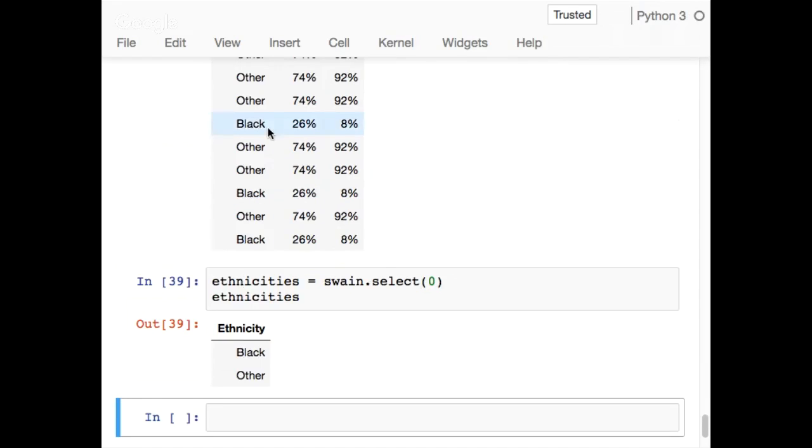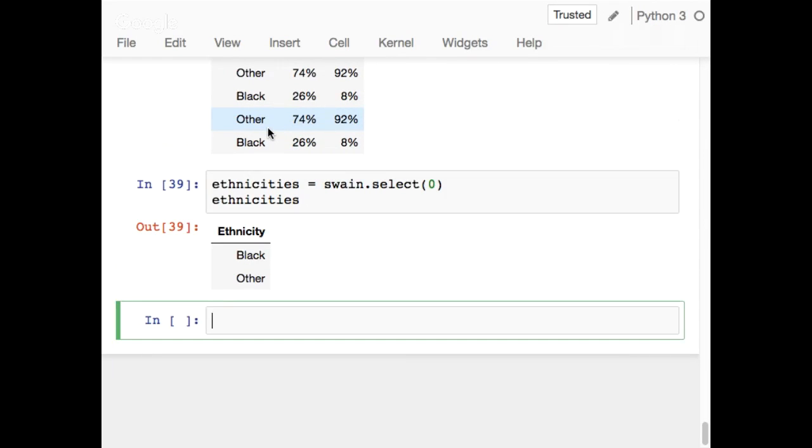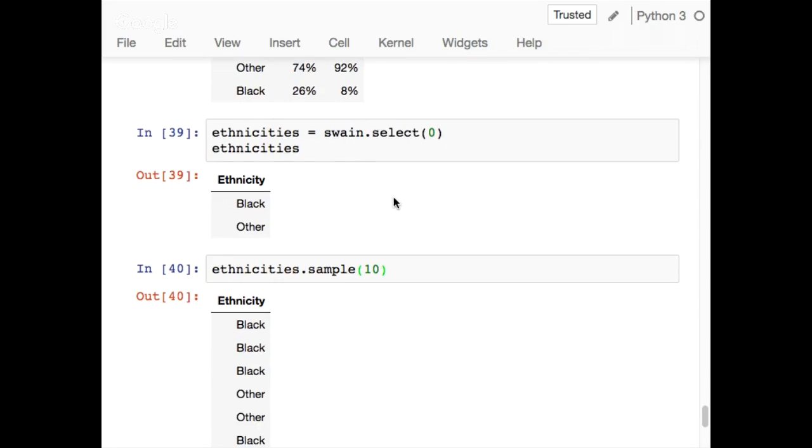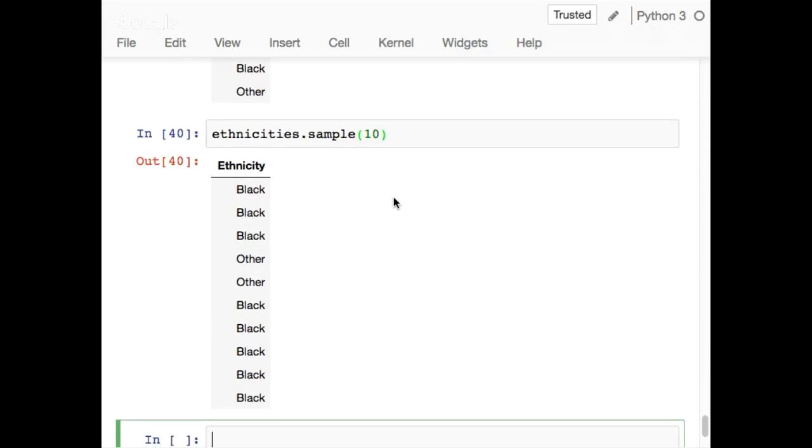And what I want to do is sample out of this ethnicities. So if I take ethnicities and now I do .sample 10, I get back a sample of 10 people, right? So I have here black, black, black, other, black, black, black, black, black. Okay, so here's 10 people, my population.